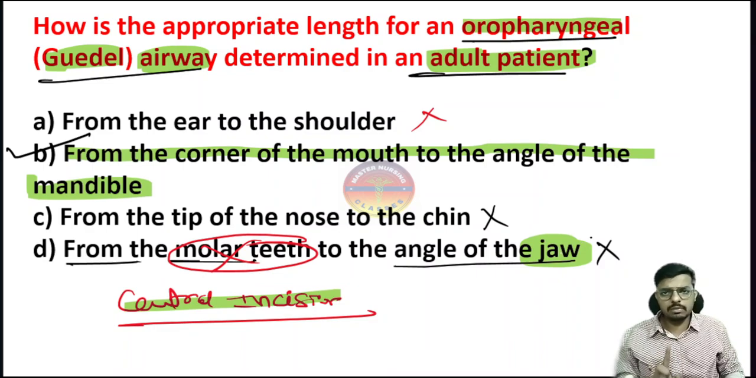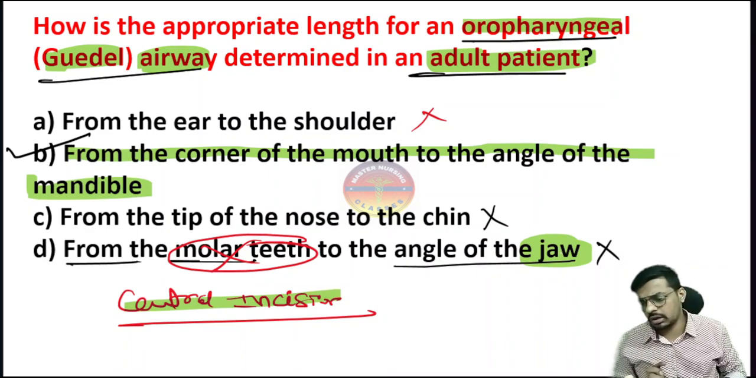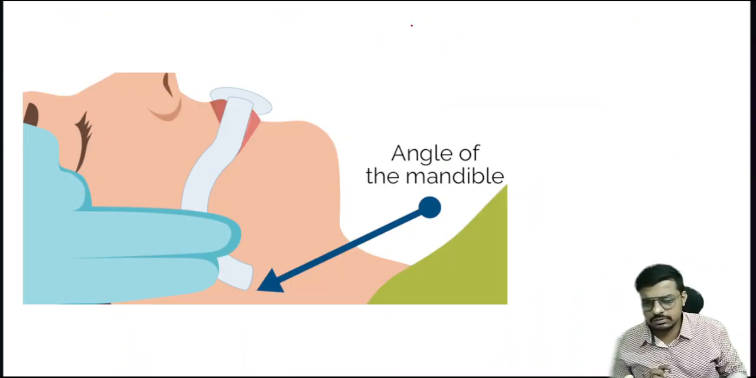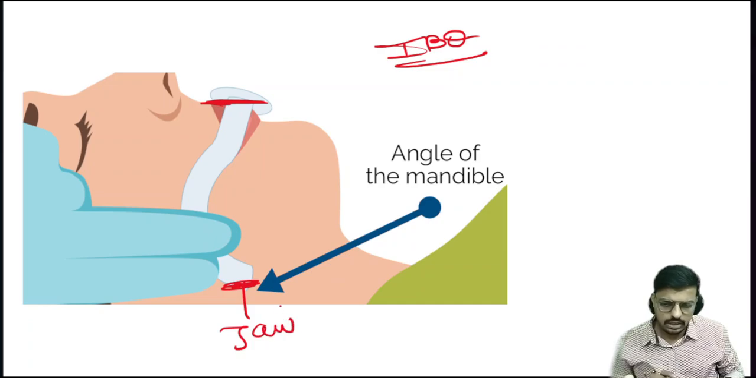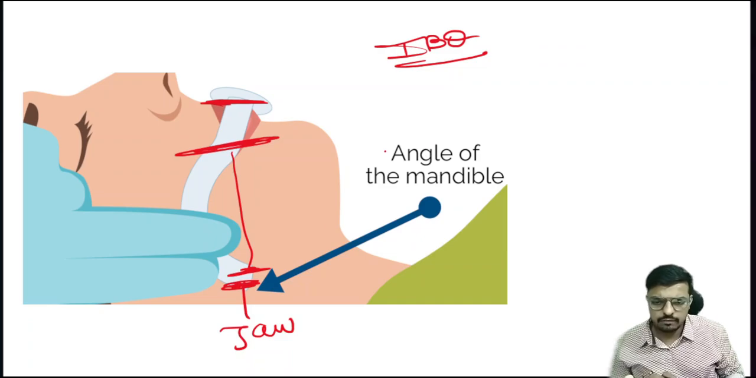So two techniques, remember: one from the corner of the mouth to the angle of the mandible. Second one is the incisor to the angle of the jaw. Very important. This is how image-based questions may come in our exams, from the incisor teeth to the angle of the jaw, or from the corner of the mouth to the angle of the mandible.